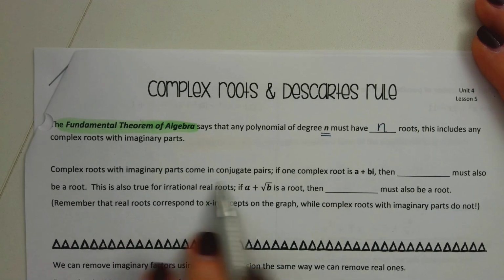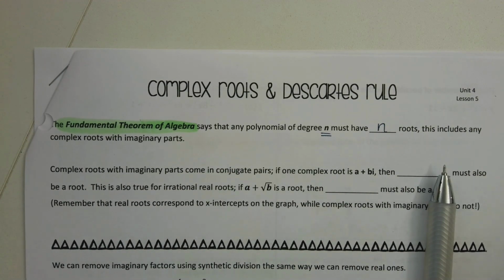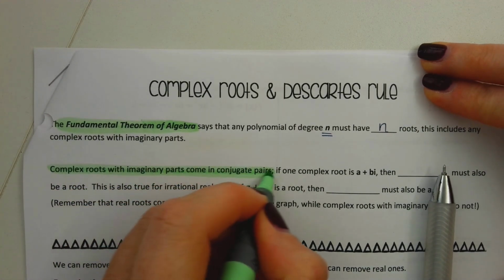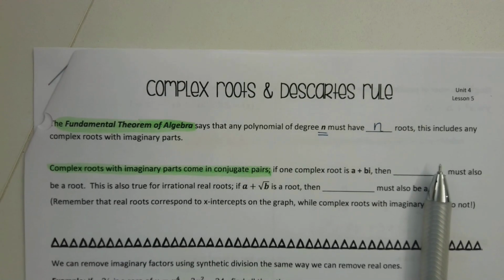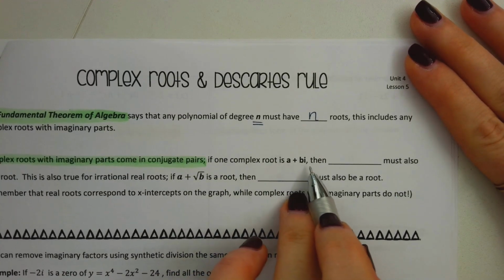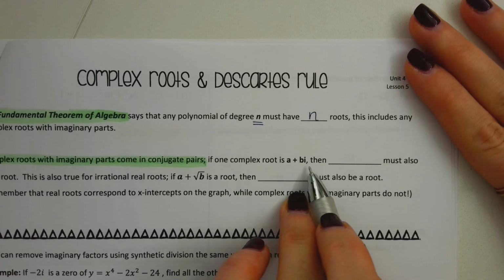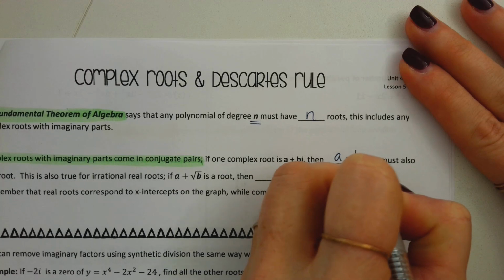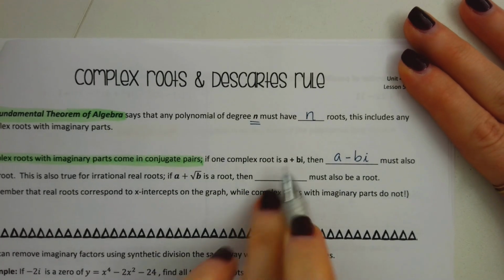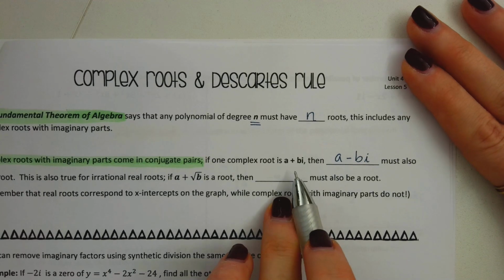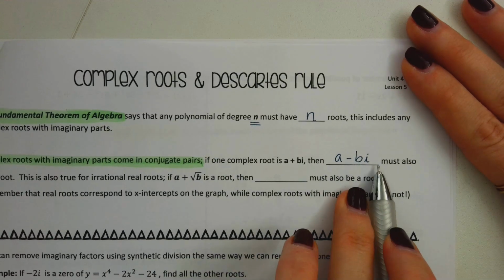Complex roots with imaginary parts come in pairs. This is one important thing for today. Complex roots with imaginary parts come in conjugate pairs. If you have one complex root that's a plus bi, then you also have a root that's a minus bi. So if they tell you, oh, a plus bi is a root, you automatically know another one because you know a minus bi is also one.